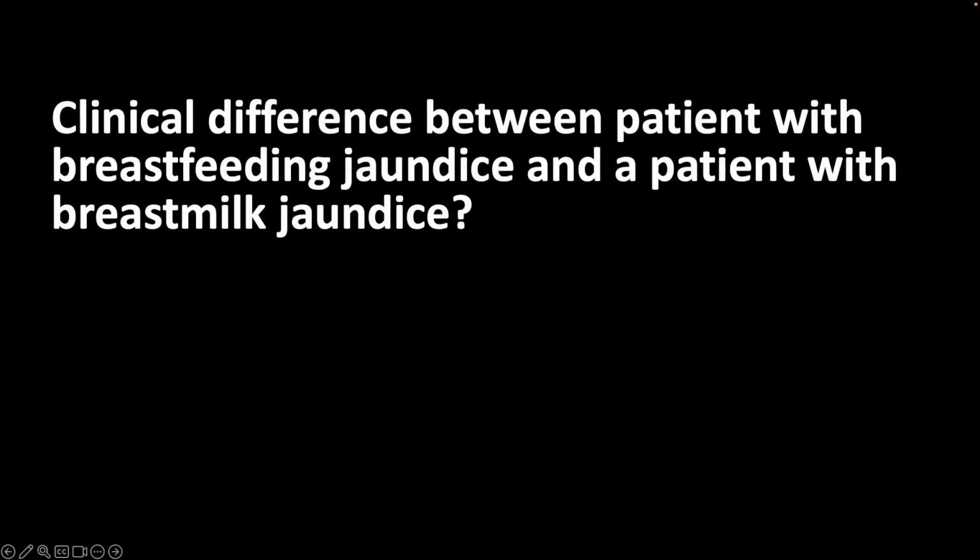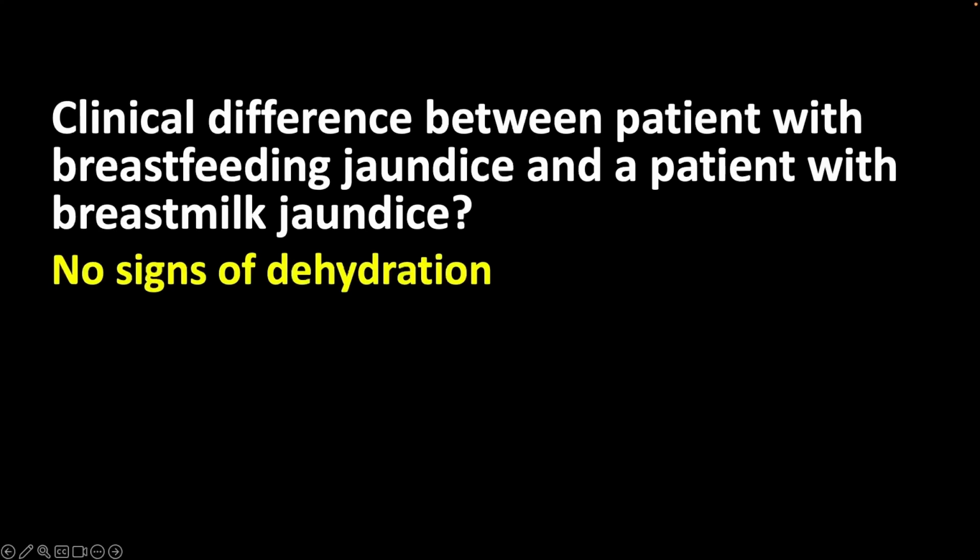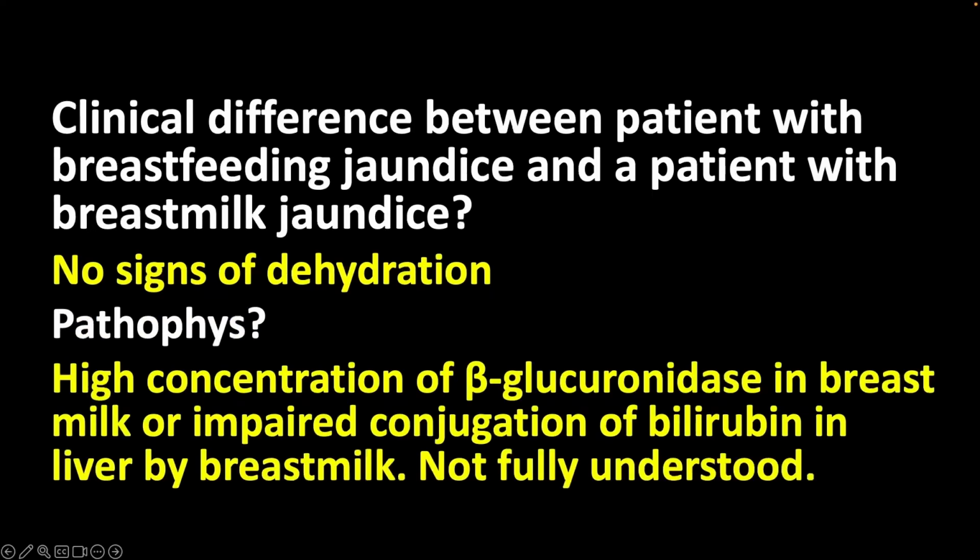And what's the clinical difference between a patient with breastfeeding jaundice versus a patient with breast milk jaundice? There's no signs of dehydration in a patient with breast milk jaundice. And what's the pathophys of breast milk jaundice? There's a high concentration of certain things in the breast milk that lead to impaired conjugation of bilirubin. It's not fully understood.